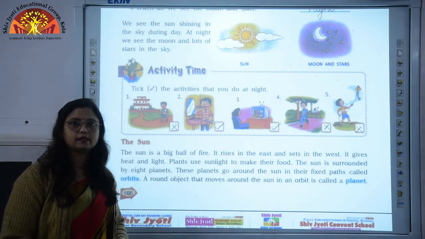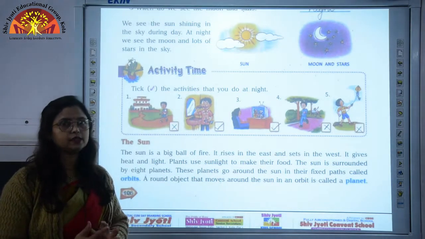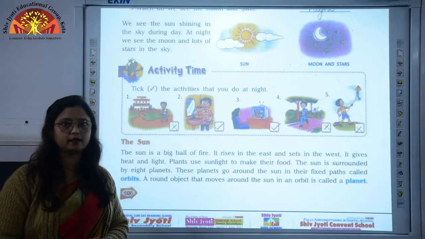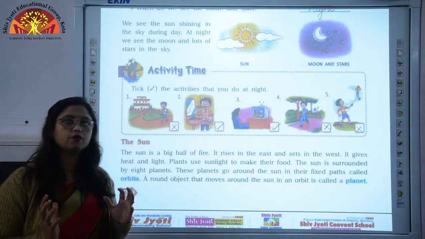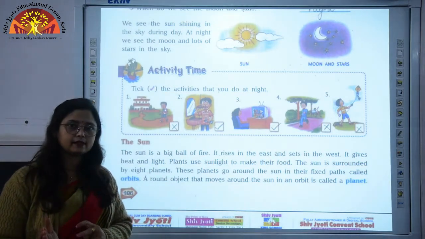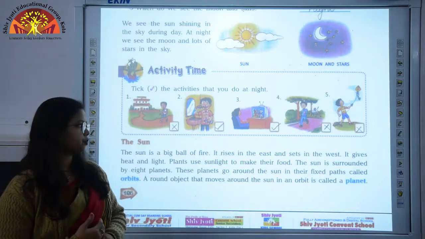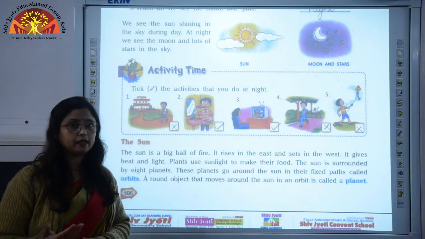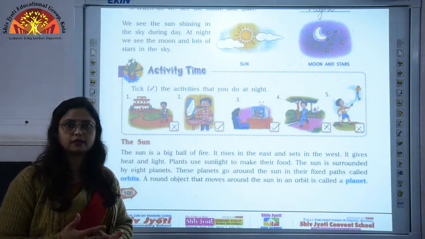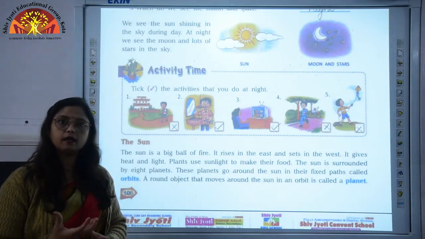So, children, what is sun over here? When you look at the sky during daytime, you see sun. So, what basically the sun is? It is a hot ball of fire, a big ball of fire. Now, sun rises in the east direction and it sets in the west direction. It gives us heat and light, as we have just said that it is a ball of fire. So, it gives heat and light.